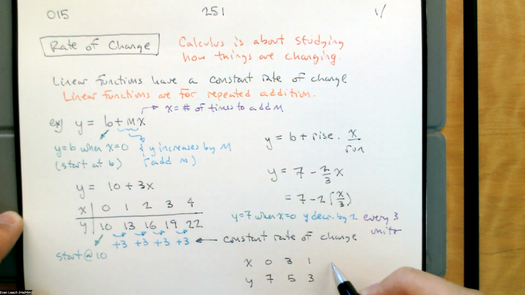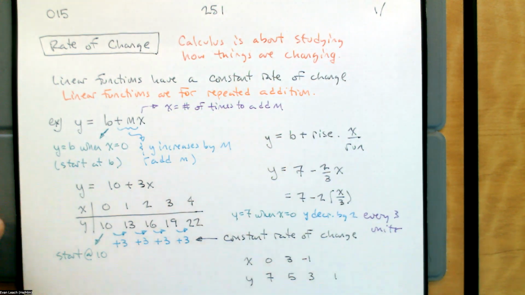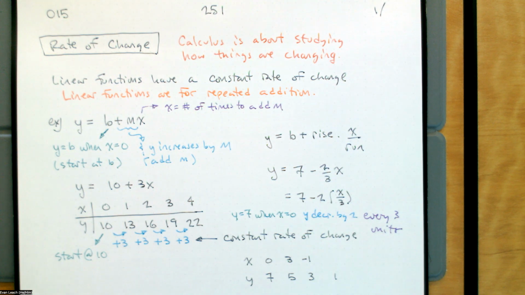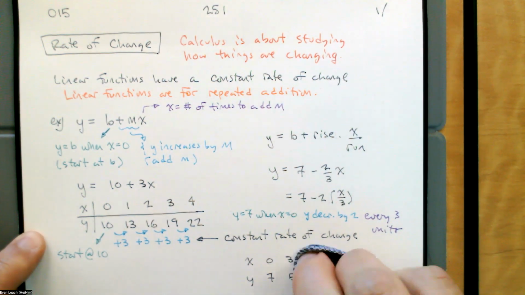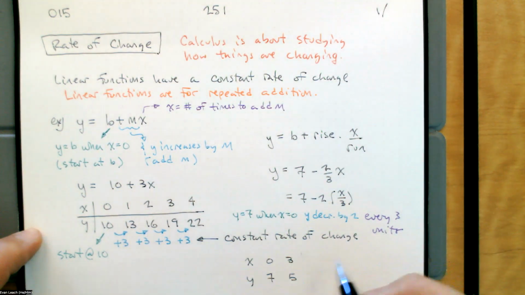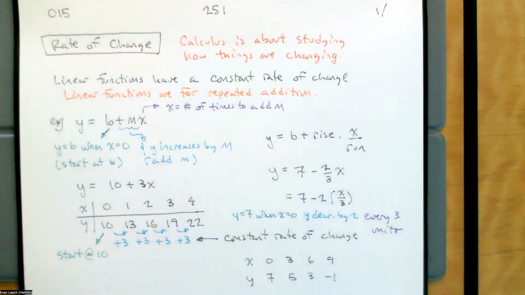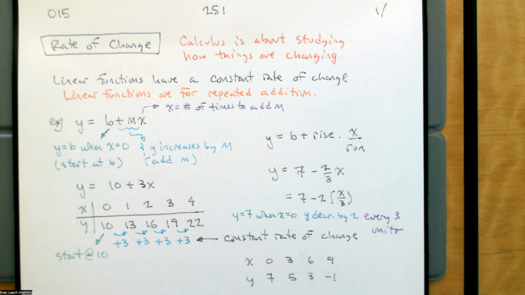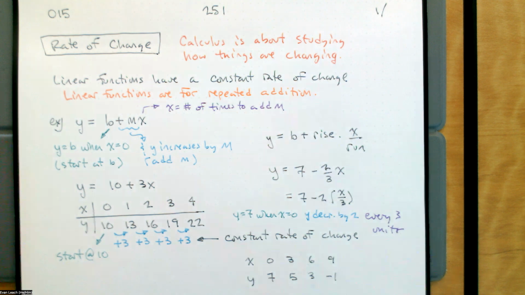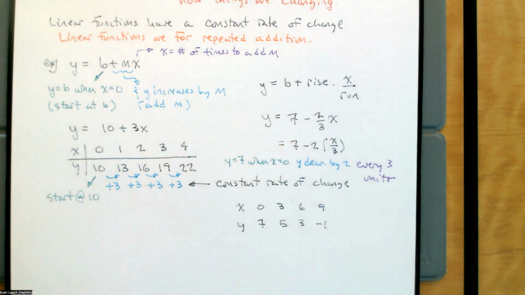Decrease by 2 every 3 units. I switched them. Decrease by 2 every 3 units. This is going to be the same table as decreasing by 2/3 every 1 unit. But it's all integer focused, so I don't trouble students by writing fractions.